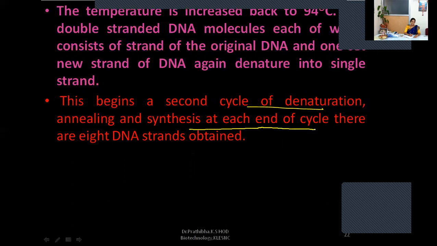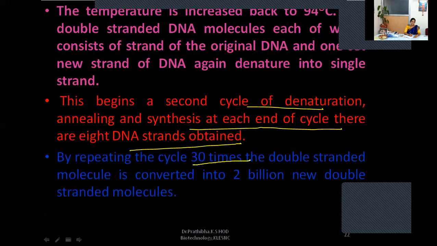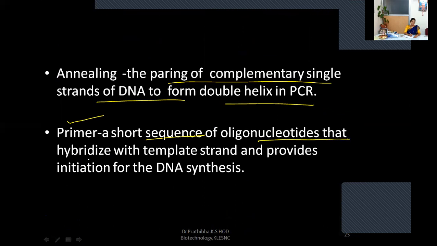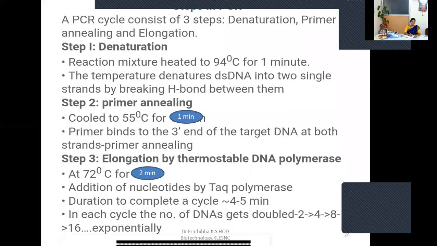At each cycle, the number of DNA strands increases, giving 8 DNA strands. By repeating the cycle 30 times, the double-stranded DNA molecule is converted into 2 billion new double-stranded DNA molecules. Annealing, as I told you in the previous slide, is the pairing of complementary single strands of DNA to form a double helix in PCR. Now let us go through what a primer is. A primer is a short sequence of oligonucleotides that hybridizes with the template strand and provides initiation for DNA synthesis. Make a note of this one; usually you'll get 1 mark or 2 marks for it.